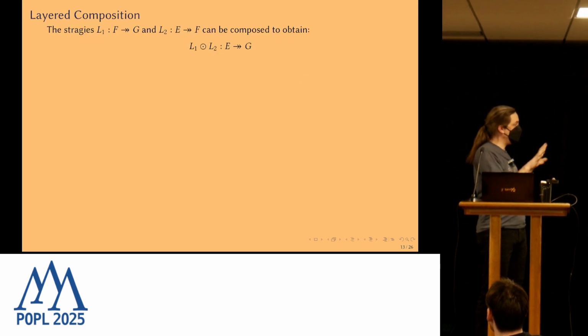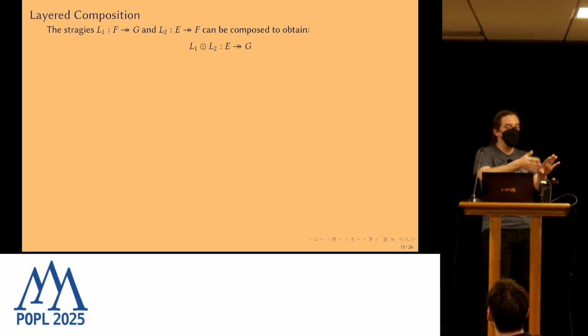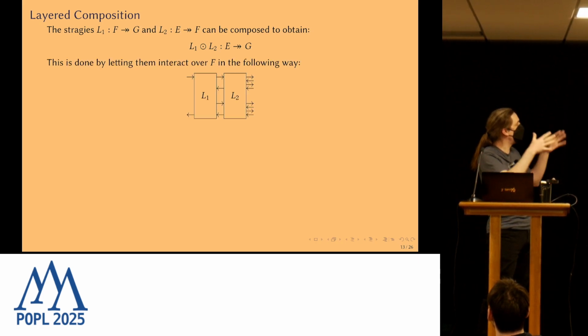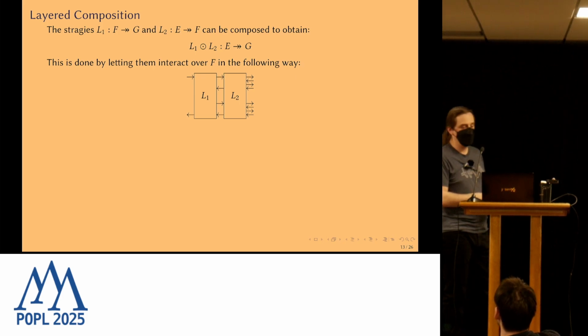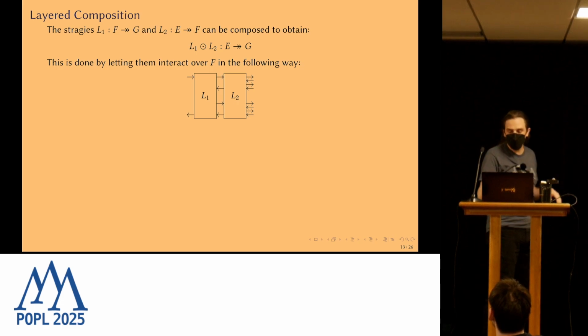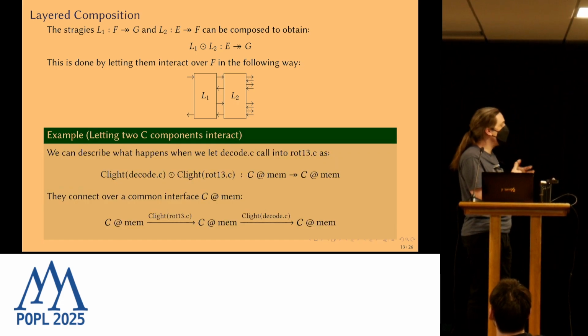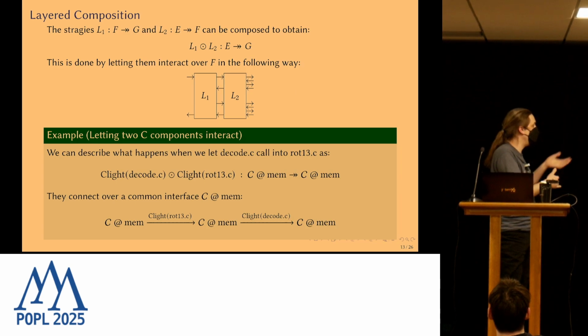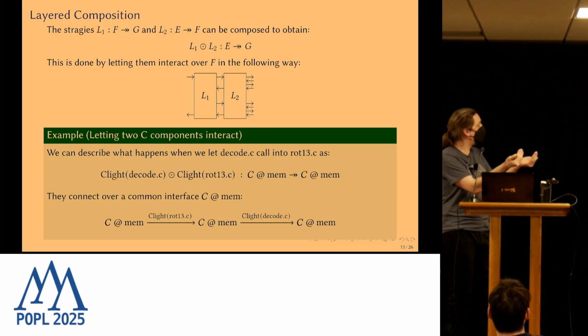Now, given two strategies that interact over a common FX signature in the middle, of course, we can compose them in a typical sort of game semantics kind of way, right? So we can let them interact over the signature F and hide that signature to obtain a strategy that goes from E to G. And to give you an example, we can use this type of composition to describe what happens when, let's say, decode.c makes calls into row13.c, right? So we can combine the semantics of these two C components to see what happens when we run them together.